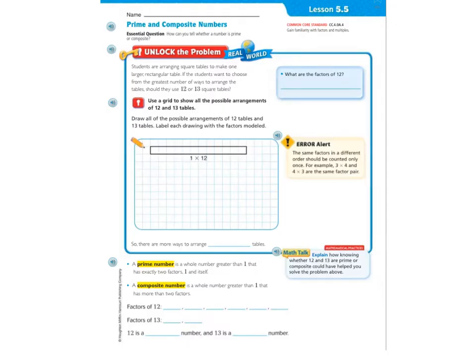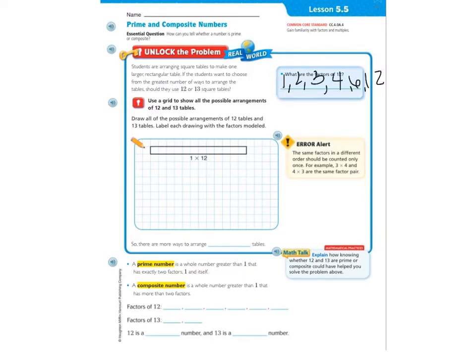Alright, let's take a look at the Unlock the Problem for lesson 5.5. It says students are arranging square tables to make one larger rectangular table. If the students want to choose from the greater number of ways to arrange the tables, should they use 12 or 13 square tables? So if we look over to the side, it says, what are the factors of 12? Well, we listed them on the slide before. We have 1 and 12. We have 2 and 6. And we have 3 and 4.